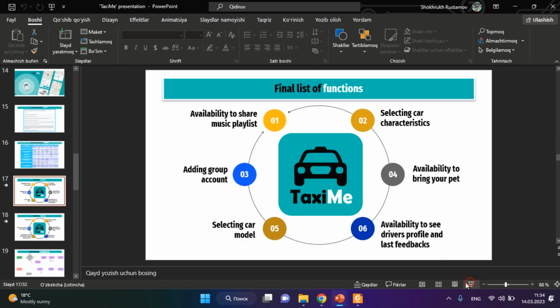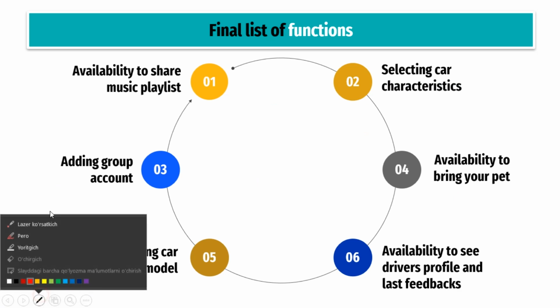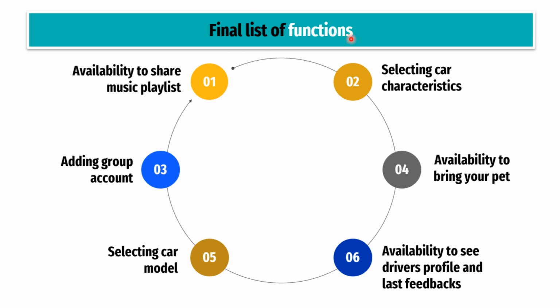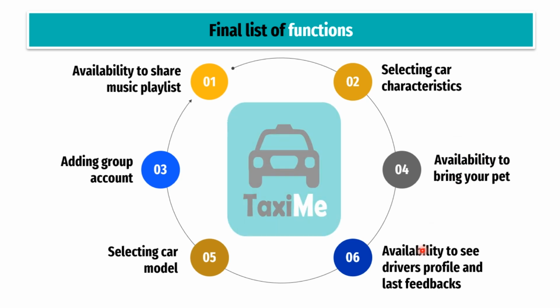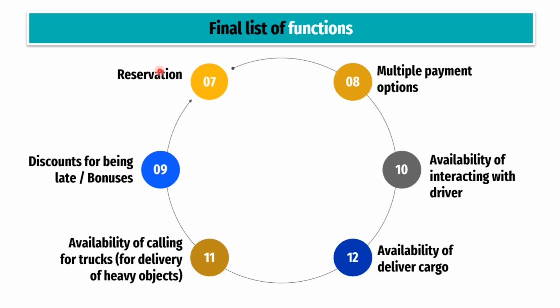Here is the final list of functions. Available functions: availability to share music playlist, adding group account, selecting car model, selecting car characteristics, availability to bring your pet, availability to see driver's profile and last feedbacks, and reservation, like you can book a taxi beforehand. If you want to go to university at 9 o'clock, you can reserve. Book a taxi beforehand at 8 o'clock, for example, and the taxi is going to arrive at 9.